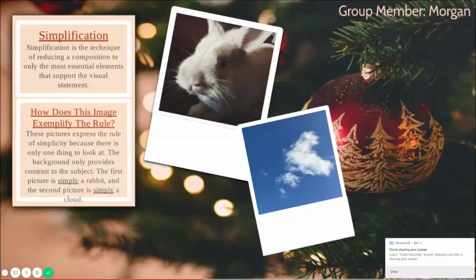Simplification. Simplification is the technique of reducing a composition to only the most essential elements that support the visual statement. These pictures express the rule of simplicity because there is only one thing to look at. The background only provides contrast to the subject. The first picture is simply a rabbit, and the second picture is simply a cloud.